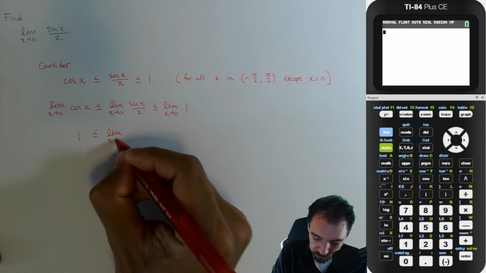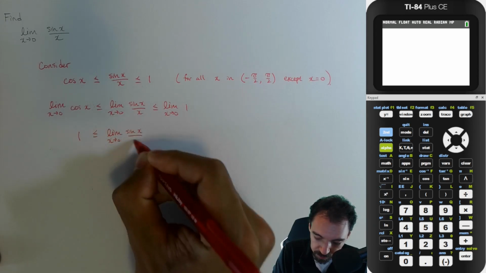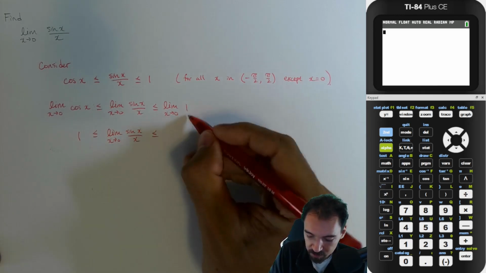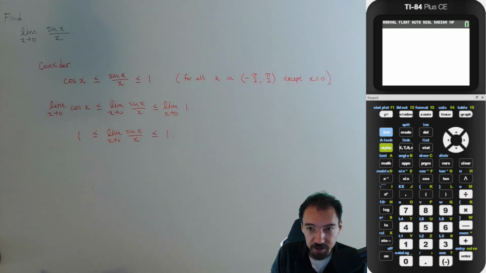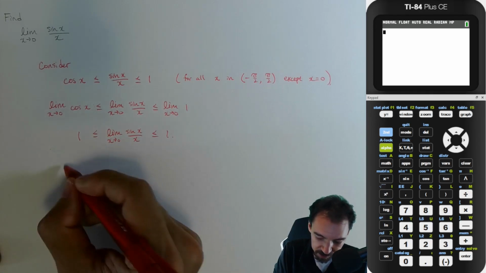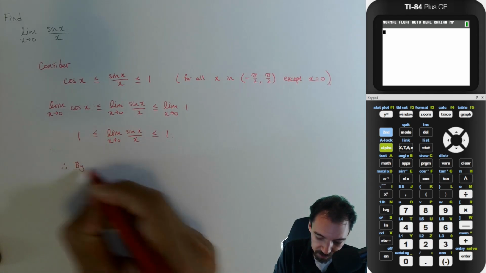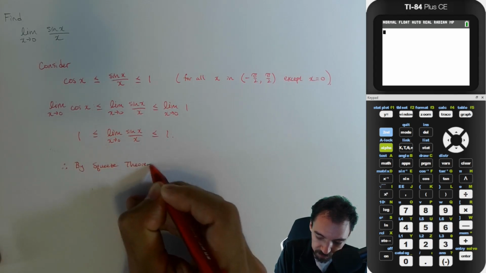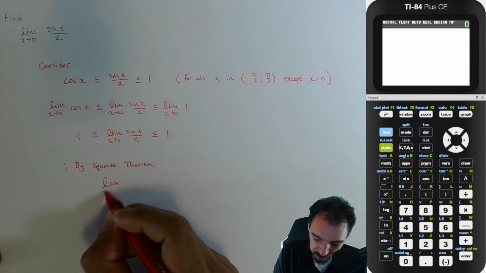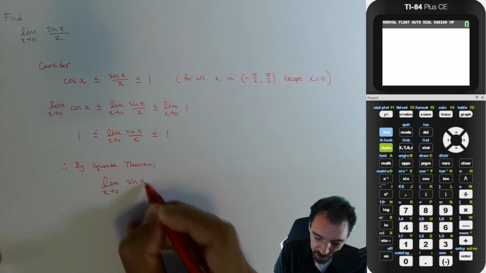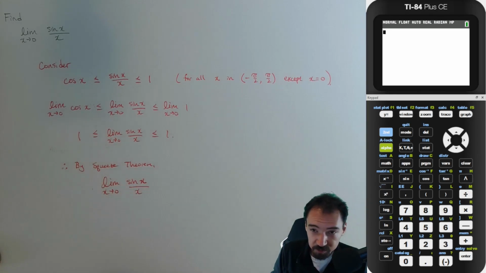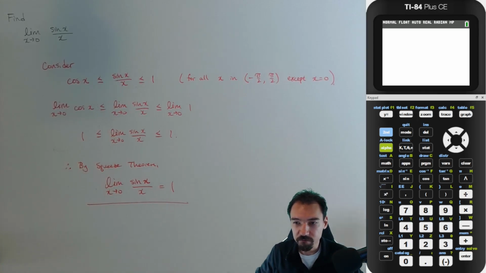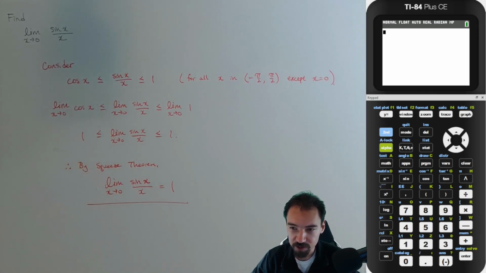And then over here, this is just a constant. It's always 1. So if I take the limit as x approaches 0, I get 1. And therefore, this matches this. And by the squeeze theorem, the limit of sine of x over x as x approaches 0 is equal to 1. And this is a very, very important result for the future.